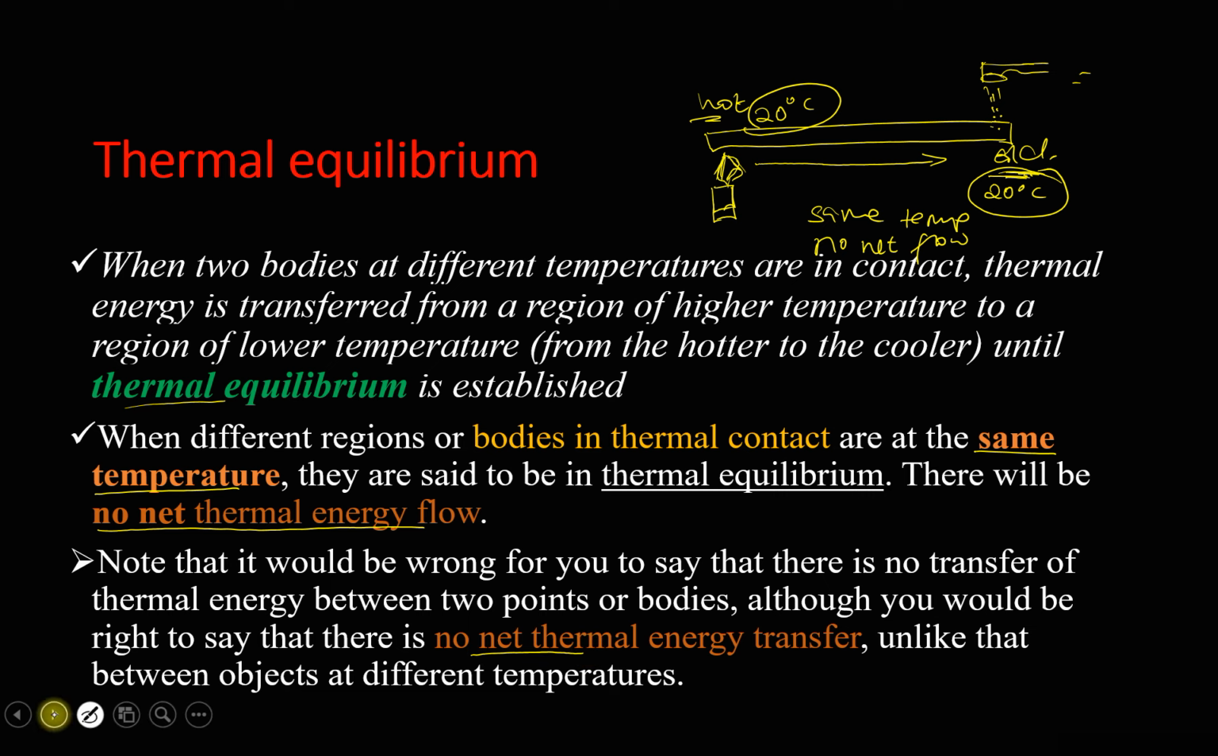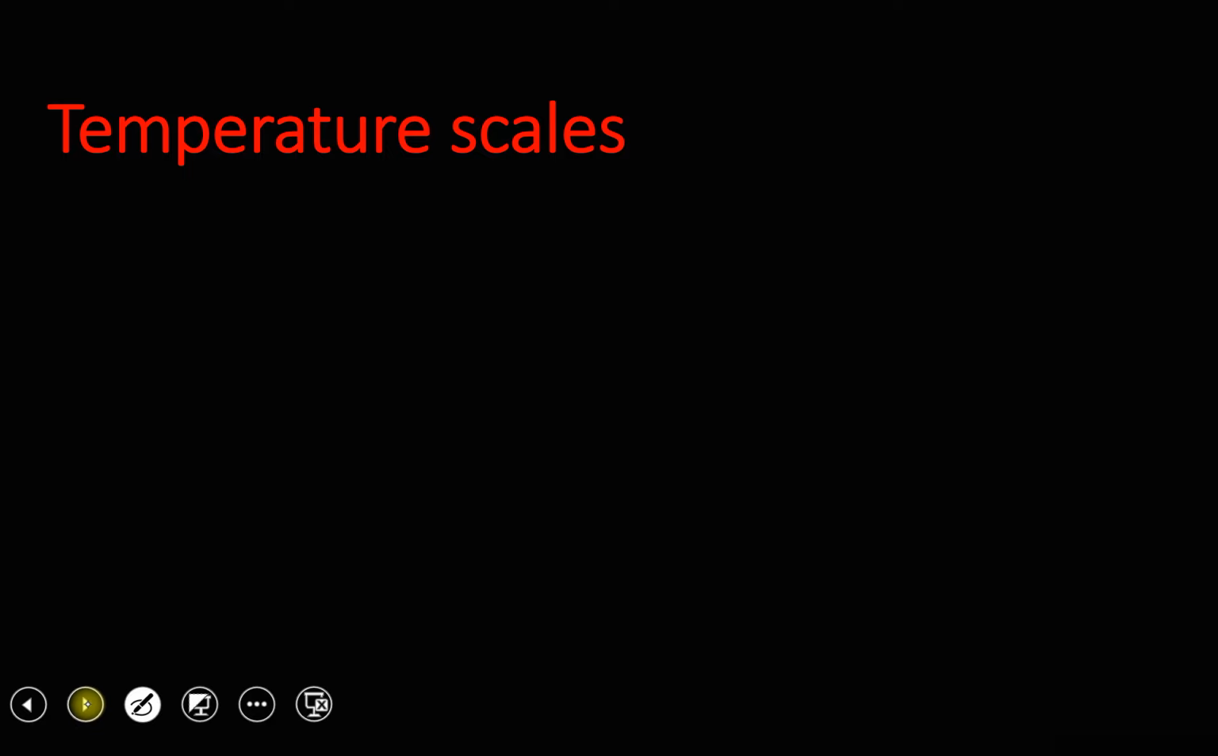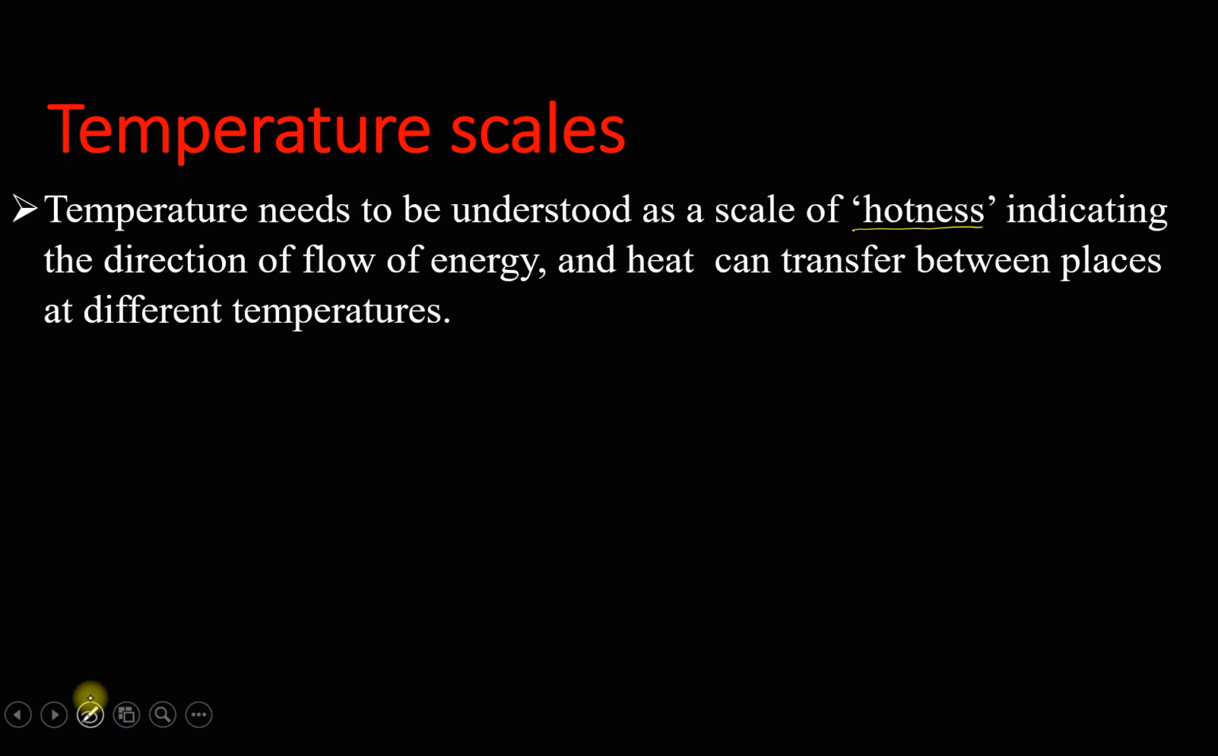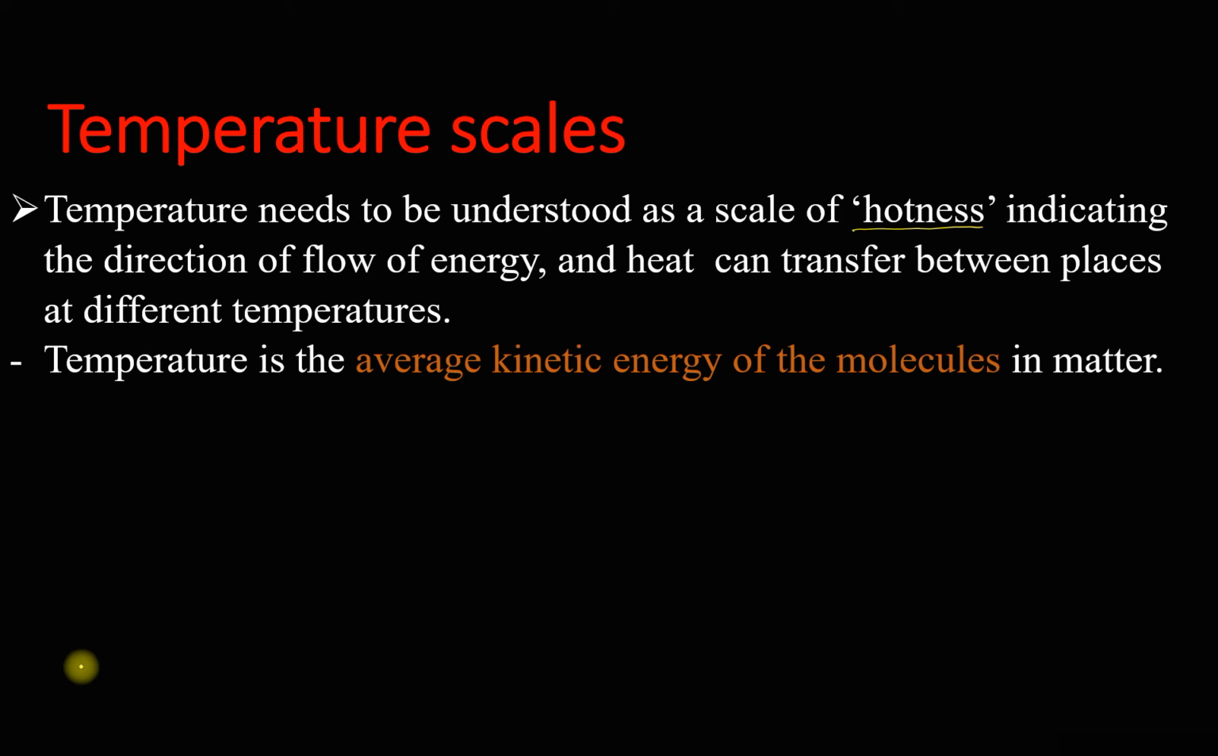Okay, let's now talk about temperature scales. Temperature needs to be understood as a scale of hotness, indicating the direction of flow of energy, and heat can transfer between places at different temperatures. We know that heat is a form of energy, but temperature is the average kinetic energy of the molecules that make up the system or that make up matter, as we saw in thermodynamics.